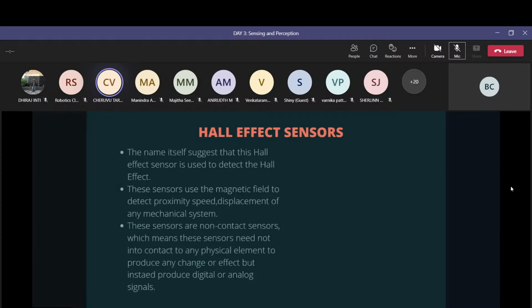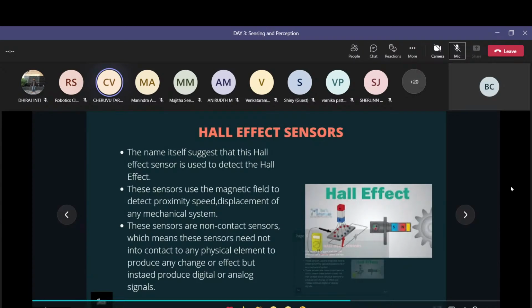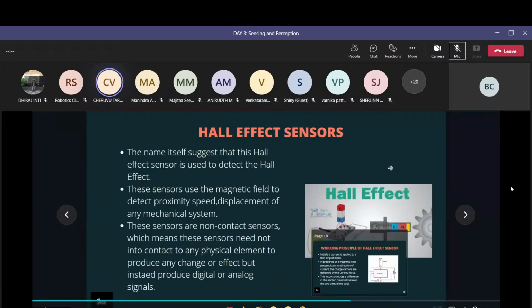The next topic is Hall effect sensors. The name itself suggests that a Hall effect sensor is used to detect the Hall effect. What do I mean by the Hall effect? Here in the diagram, you can see a conductor plate connected to an electrical source, so electrical energy is passing from one end to the other.